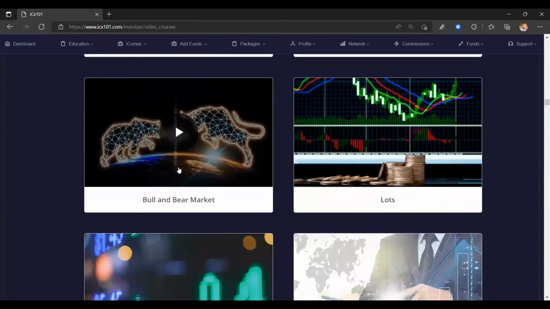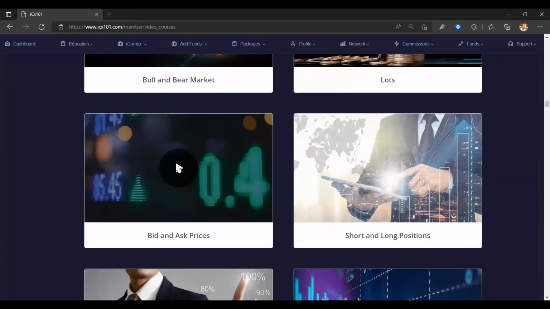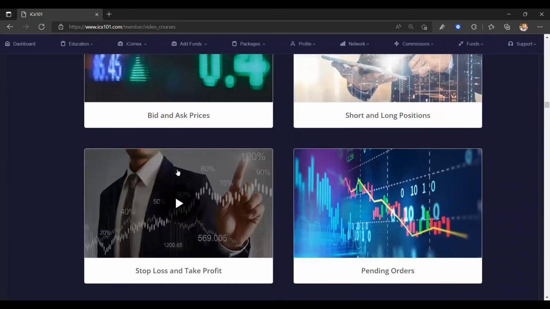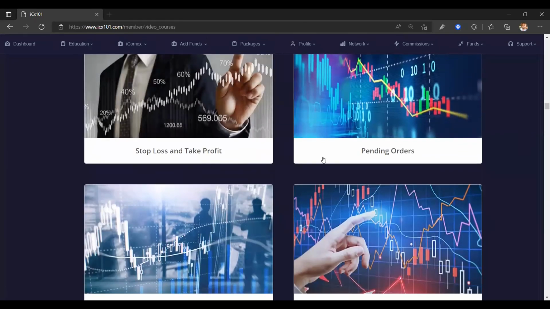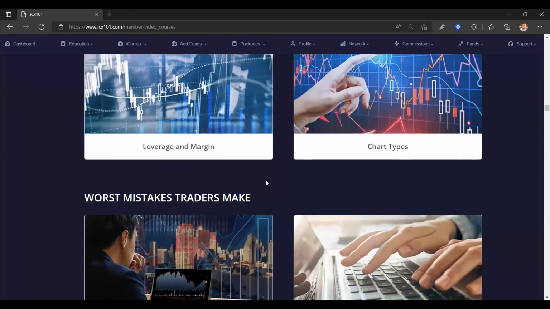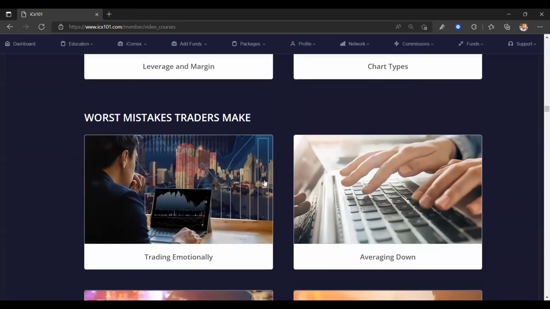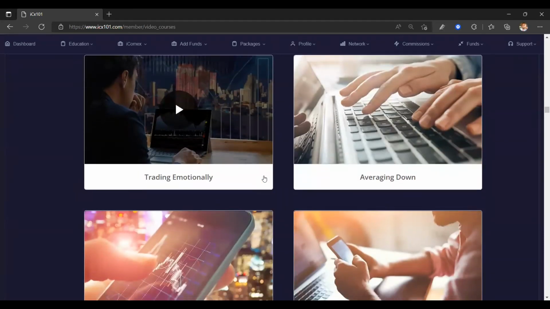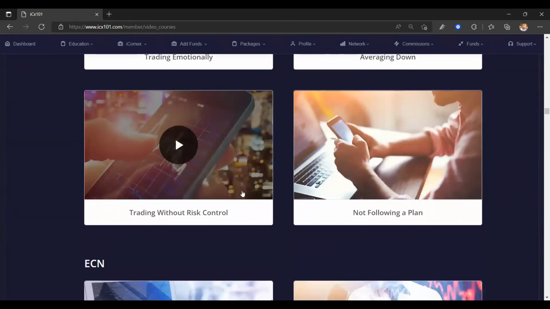Bull market, bear market, lot sizes, bid and ask price, short and long position, that's sell and buy positions, or buy and sell positions. Short is sell, and long is buy. Stop loss and take profit, pending orders, leverage and margin, chart types. We have 3 major chart types. Okay, then the worst mistakes traders make: trading emotionally, averaging down, trading without risk control, not following a plan.